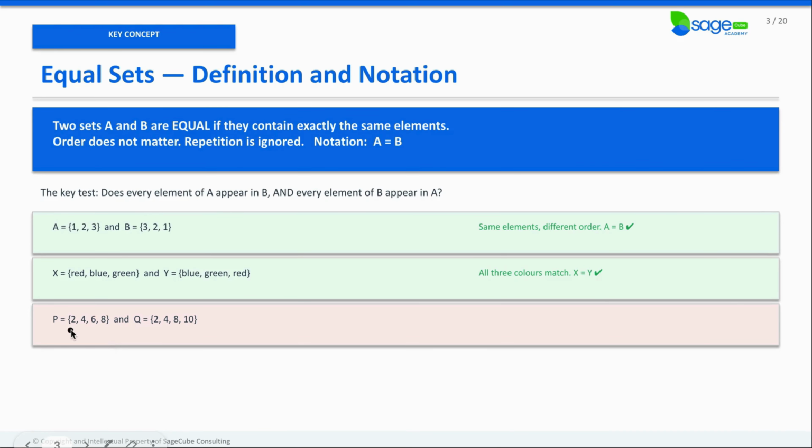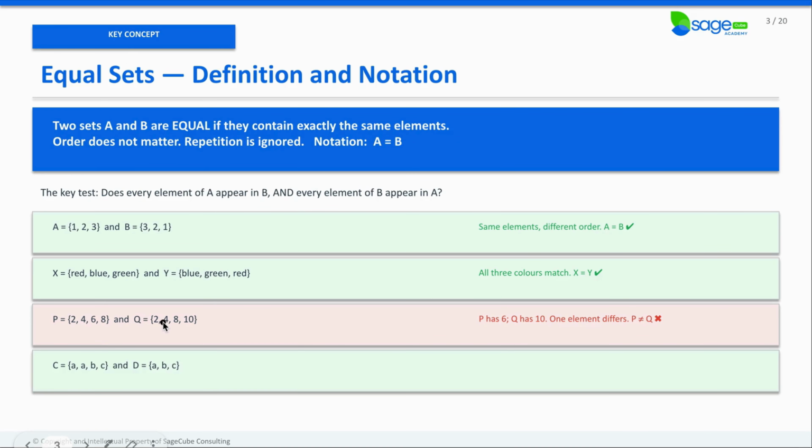So we see P equals 2, 4, 6, 8, and Q equals 2, 4, 8, 10. So let's check. 2, 2, 4, 4, 6. There's no 6. But 8, 8. Then if you are doing it from here and here, we have 2, 2, 4, 4, 8, 8, 10. No 10. So we can see that what? Not every element in P can be found in Q. Nor can every element in Q be found in P. Therefore, not equal.